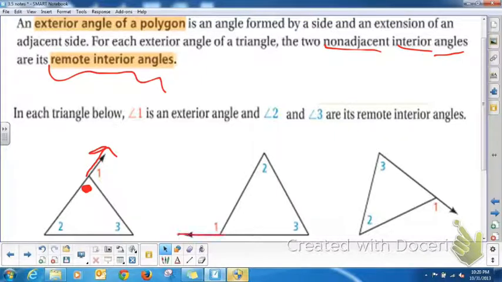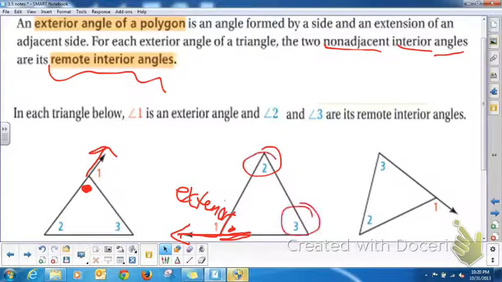Same here, angle 1, this is the exterior angle. It's on the outside. The one that's right next to it is its adjacent angle. And they form a linear pair, so it's 180. 2 and 3 are the remote interior angles. They're non-adjacent. And the same thing here, if we tip this triangle over, angle 1 is the exterior angle. The angle that's adjacent to it is its linear pair. Together they form 180. And therefore, 2 and 3 are the remote interior angles.